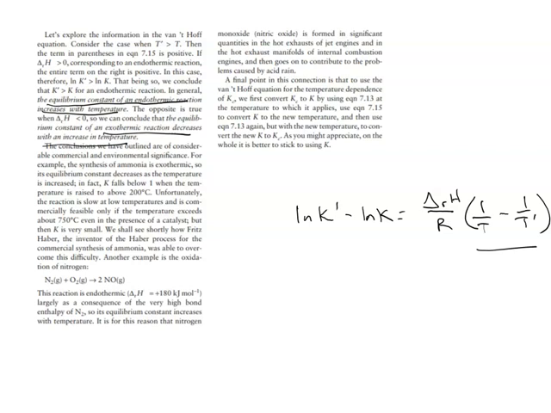A final point in this connection is that to use the van 't Hoff equation for the temperature dependence of Kc, we first convert Kc to K by using equation 7.13 at the temperature at which it applies, and use equation 7.15 to convert K to the new temperature, and then use equation 7.13 again, but with the new temperature to convert new K to Kc. As you might appreciate, on the whole, it's just better to stick to using K instead of Kc.